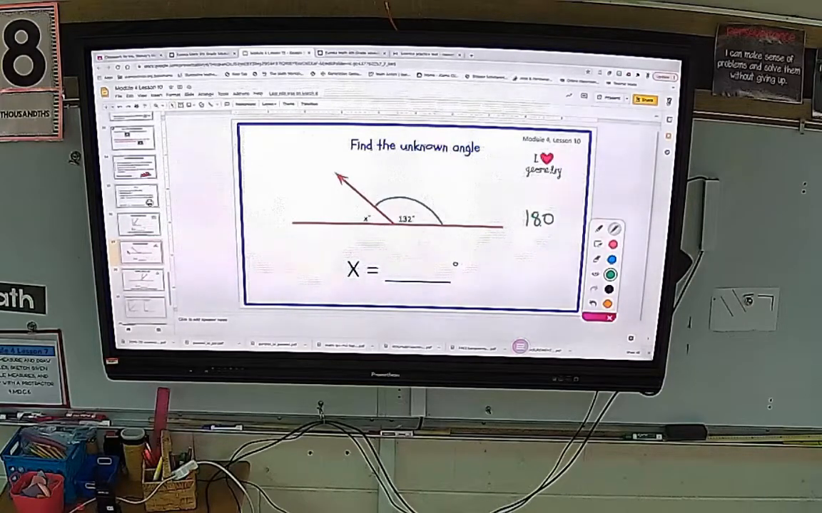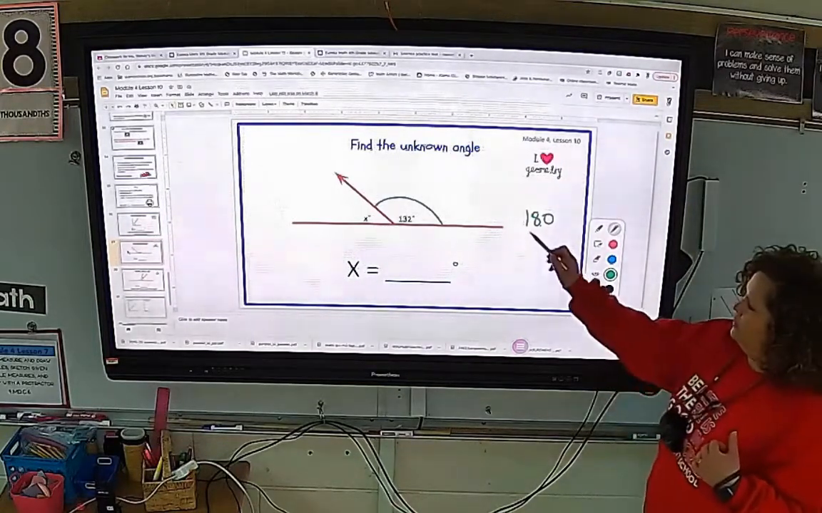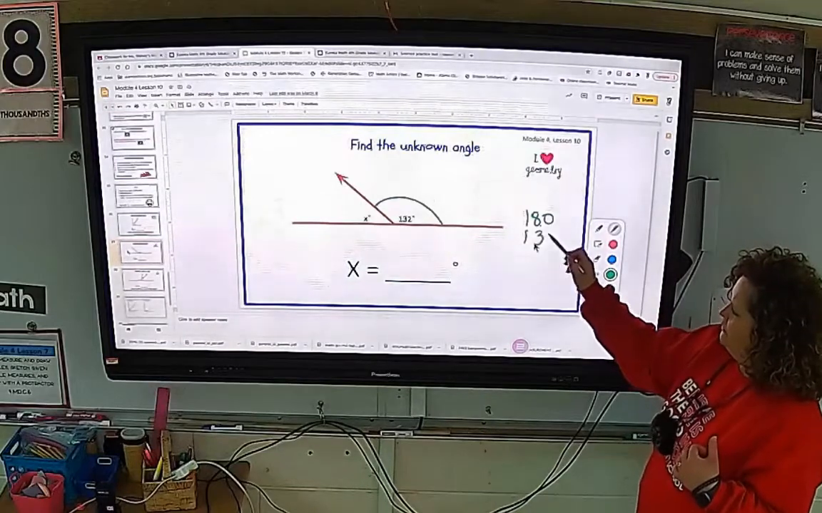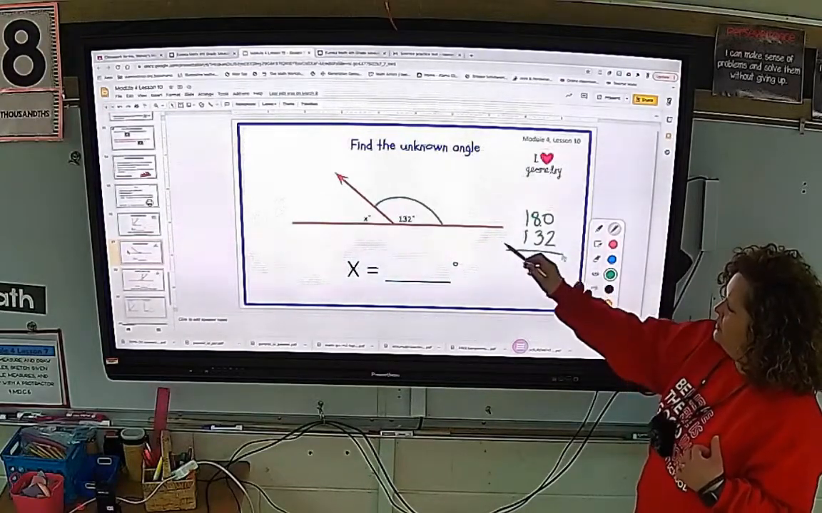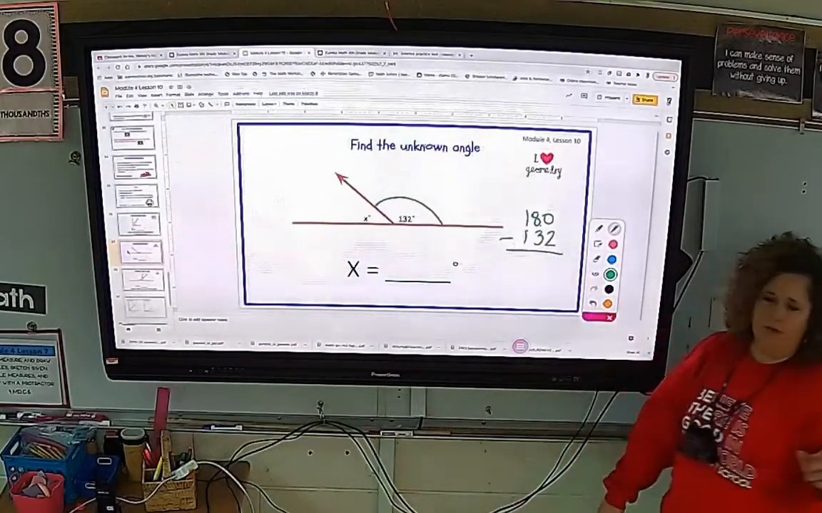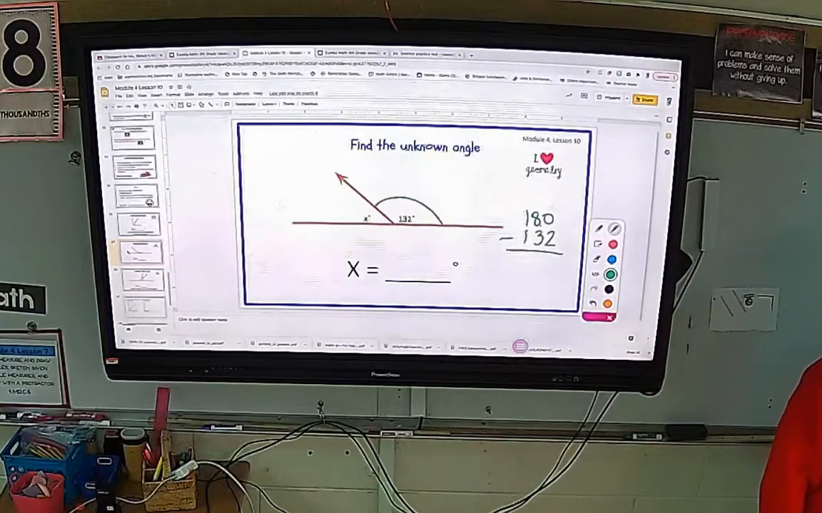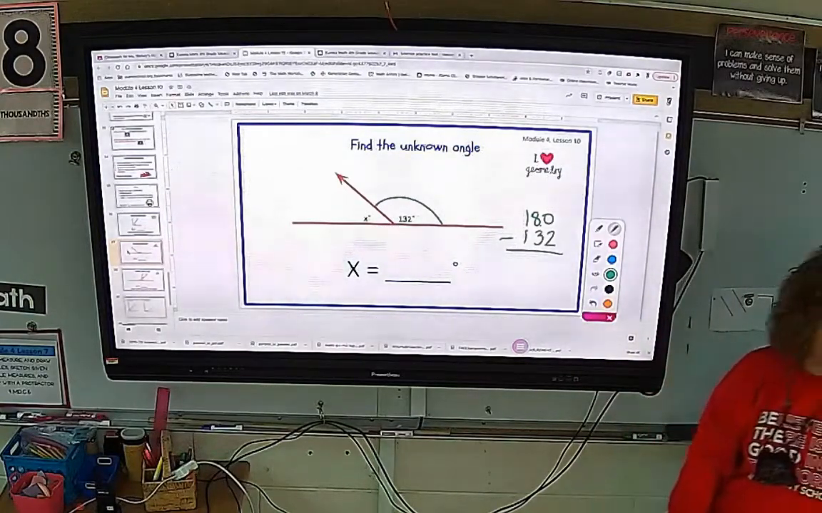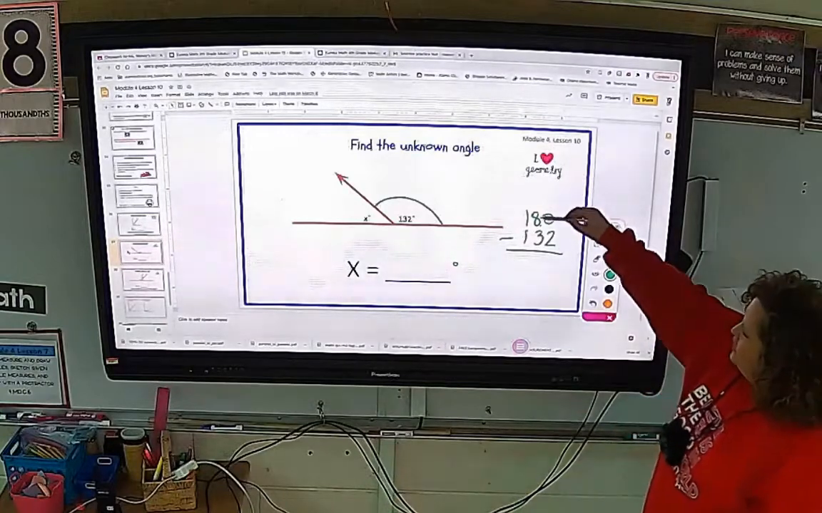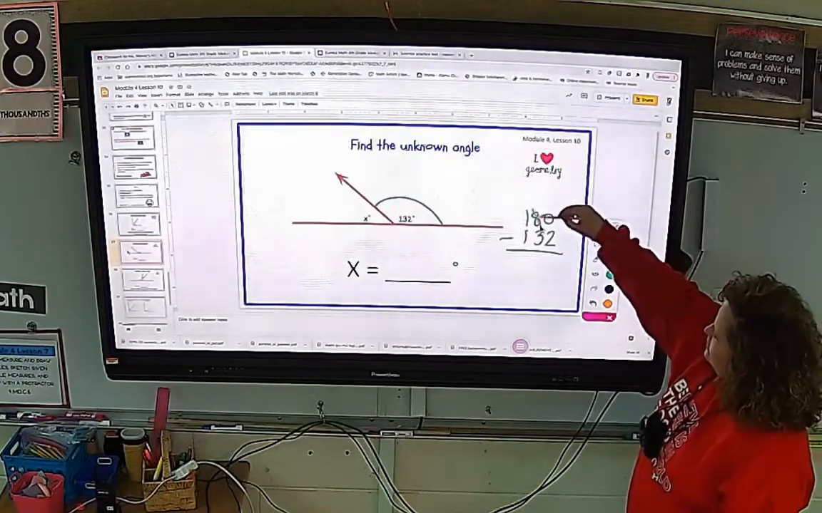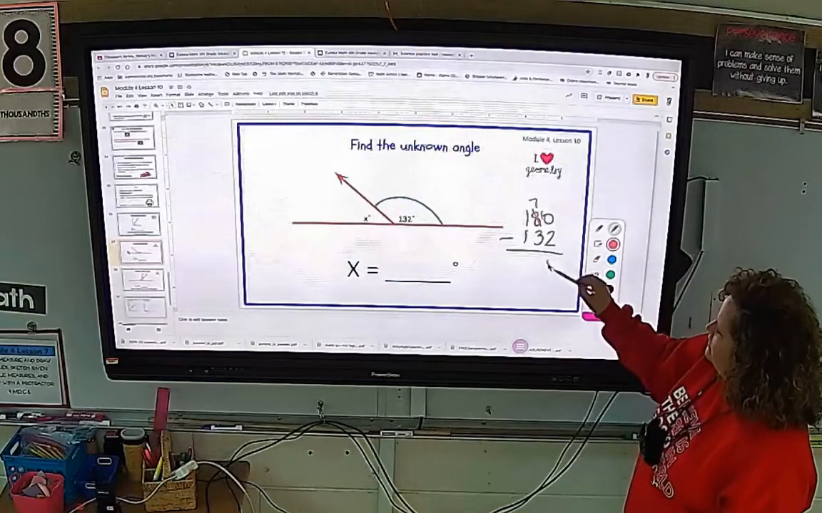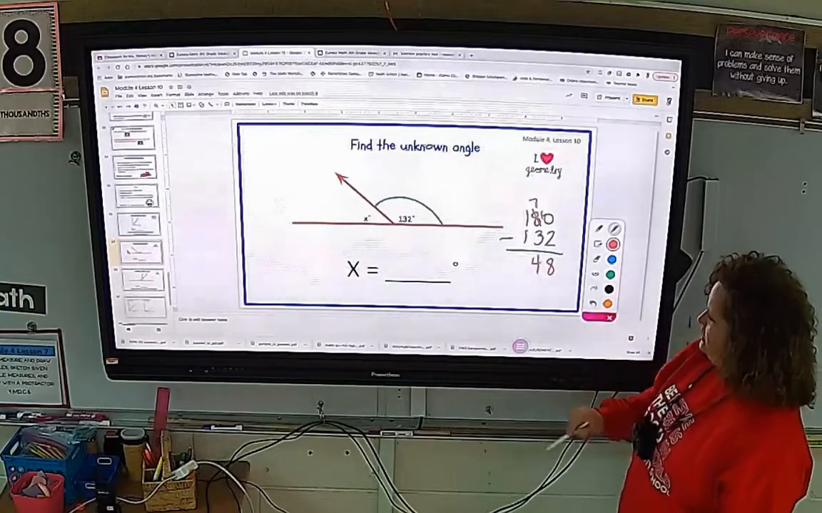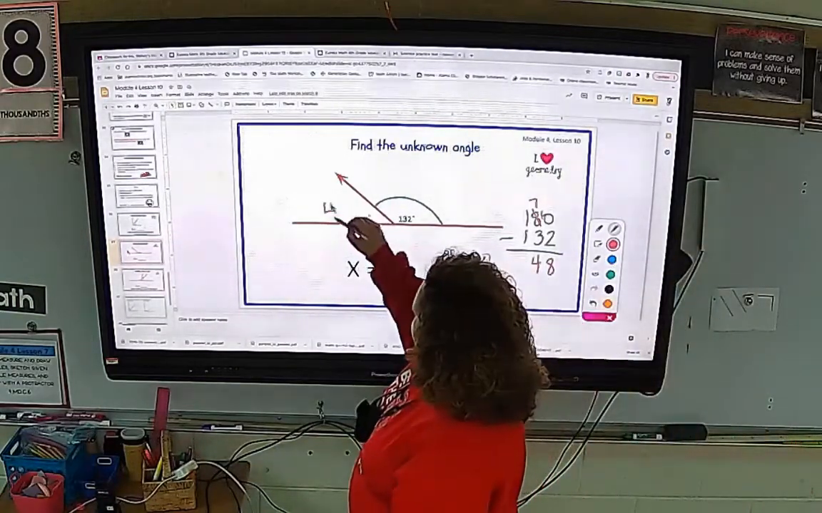Alright. Ishmael, what did you get when you subtracted 132 from 180? 48. Okay, he got 48. Did anybody else get 48? You agree? Let's see if I agree. Yep, I totally agree. So this is 48.